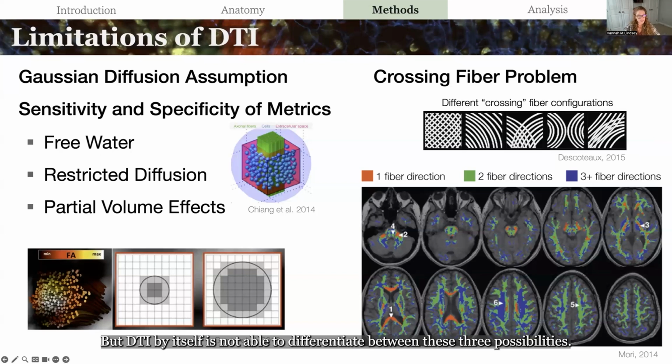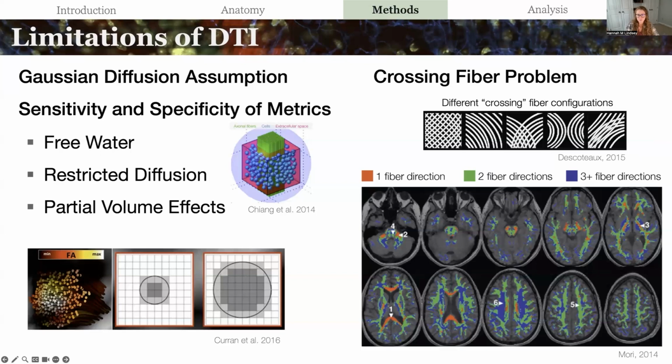But DTI by itself is not able to differentiate between these three possibilities. Additionally, because DTI does not quantify restricted diffusion, it doesn't capture that microstructural change fully in areas with significant cellular barriers. The lack of specificity complicates the interpretation of DTI changes, especially when linking them to specific pathological processes or clinical outcomes, which unfortunately is done all the time.